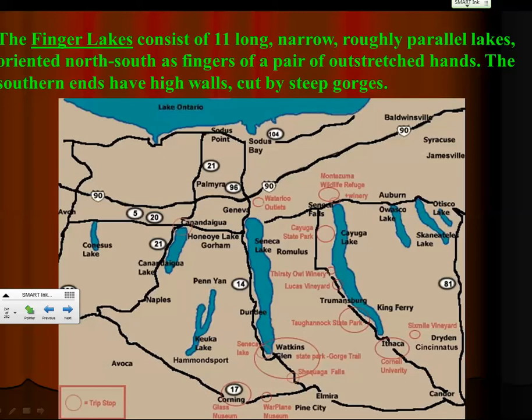The Finger Lakes. These are 11 long, narrow, roughly parallel lakes oriented north to south, kind of like fingers. The southern ends have high walls cut by steep gorges. And these Finger Lakes are a telltale sign. They're very deep, very narrow. They grow a lot of grapes here to make wine because the water is so deep there and kind of moderates the climate. But these wouldn't be here without glaciers.